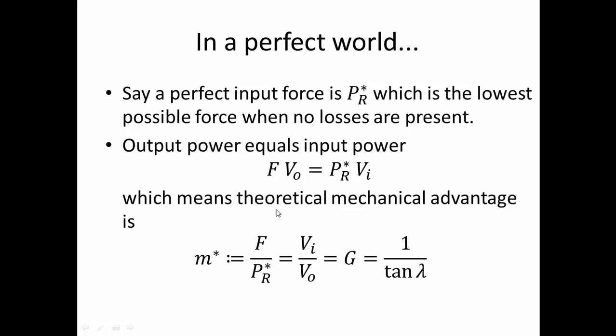So this means that your theoretical mechanical advantage would be the output force divided by that perfect input force. If you take this equation and divide both sides by PR star and VO, you basically get this. And then you can define theoretical mechanical advantage as the output force divided by the theoretically best input force. And that's going to be equal to the VI over VO, or the gear ratio, which is 1 over the tangent of lambda, as we've established.